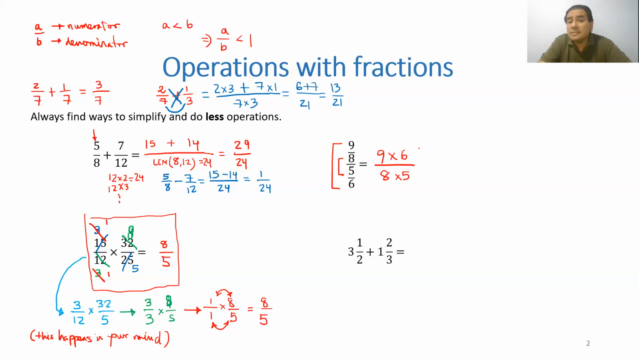Okay, so now you can simplify like we did before for the multiplication of fractions. You can divide by 2, you get a 3. You can divide by 2, you get a 4. Okay, so now you have 9 times 3, that gives you 27, and 4 times 5 gives you 20. So that's it.